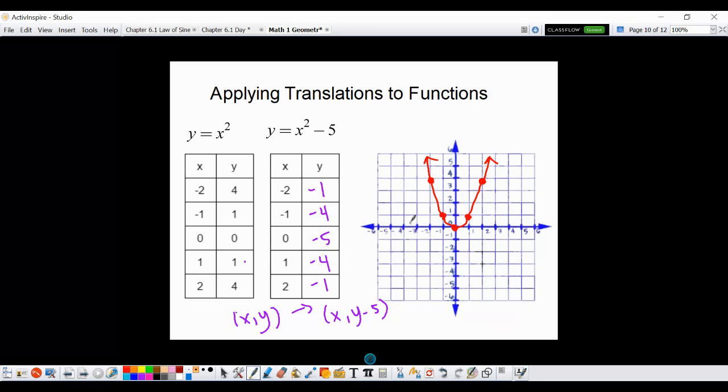Negative 2, negative 1. That was this point. Now it's down here. Negative 1, negative 4. That's this point. It moved down here. This point moved down here, here, and here. So you can see that our graph has moved down 5, okay? Which can be shown right here in the equation.